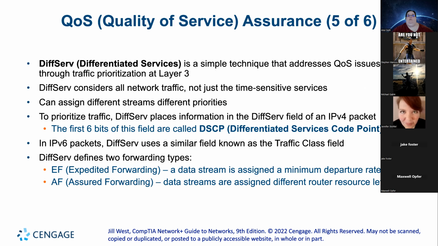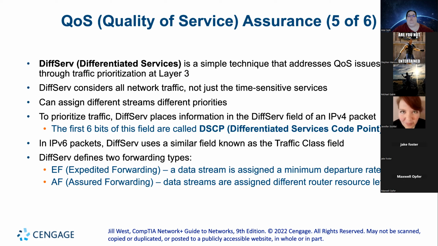DiffServ, differentiated services, is a simple technique that addresses QoS issues through traffic prioritization at layer 3. DiffServ considers all network traffic, not just the time-sensitive services, and can assign different streams different priorities. To prioritize traffic, DiffServ places information in the DiffServ field of an IPv4 packet. The first 6 bits of this field are called DSCP, or differentiated service code point. In IPv6 packets, DiffServ uses a similar field known as the traffic class field.